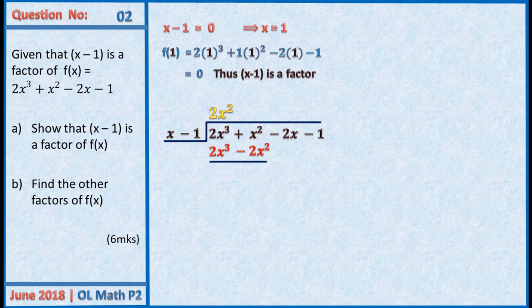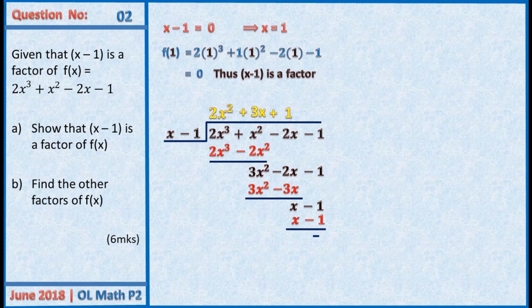When we subtract, we have x squared minus minus 2x squared giving us 3x squared. We copy out the other terms, minus 2x minus 1. Now 3x squared divided by x gives us plus 3x. This 3x times x gives us 3x squared, and times minus 1 gives us minus 3x. Subtracting, we have minus 2x minus minus 3x giving us plus x. Bring down what has not been used. x divided by x gives us plus 1, and plus 1 times all of that gives us x minus 1. When we subtract, we have 0.